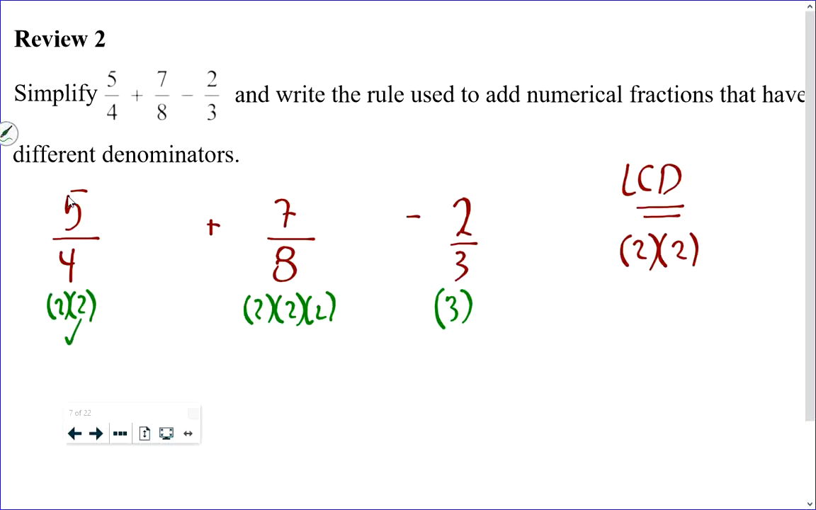So now that 4 is inside of our common denominator. The 8 is 2 times 2 times 2, and what that means is our common denominator needs 2 times 2 times 2. But we already have 2 times 2. So all we need to do is add another 2 here. Well, multiply by another 2. And now this is represented.